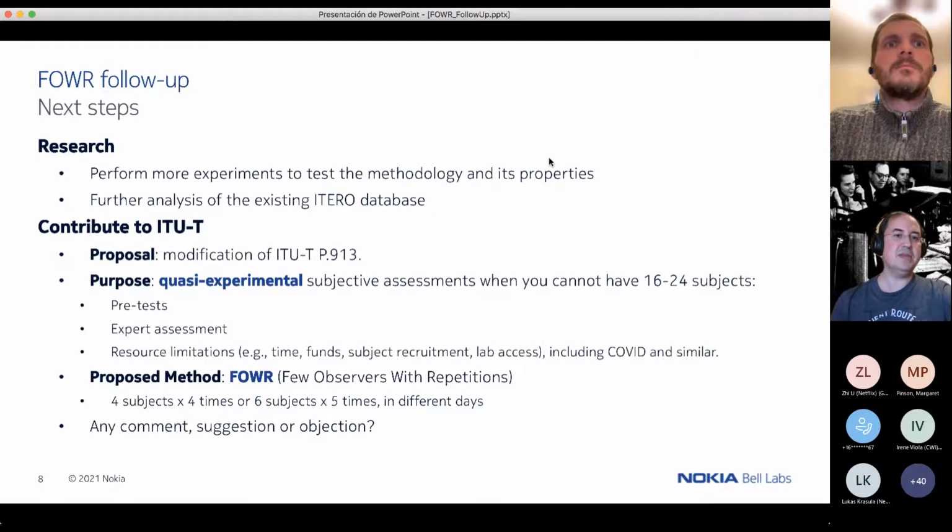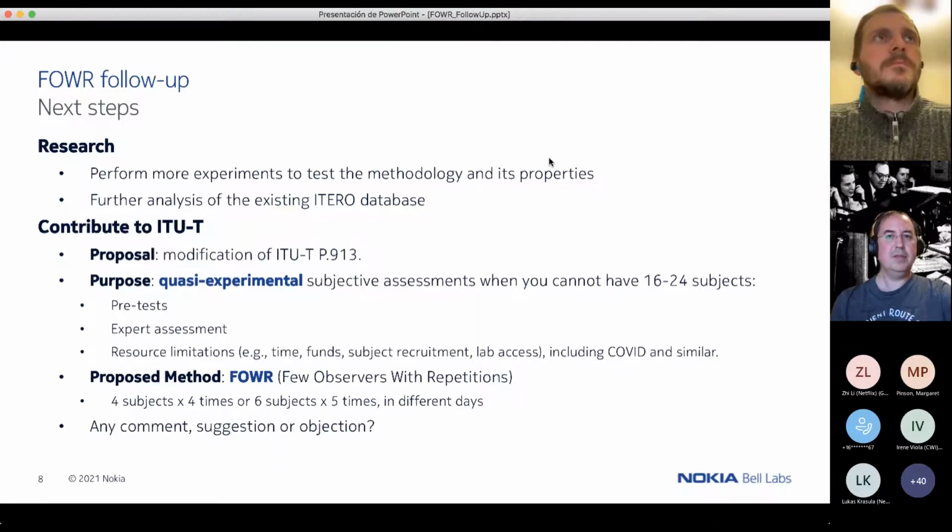or for expert assessment. Sometimes you don't have access to 24 experts on the subject matter that you are evaluating. So maybe you could have more scores by having them repeat the experiment a couple of times or 4 times, or any other kind of resource limitation like time or funds, or including this pandemic situation where having different people in your lab is difficult.